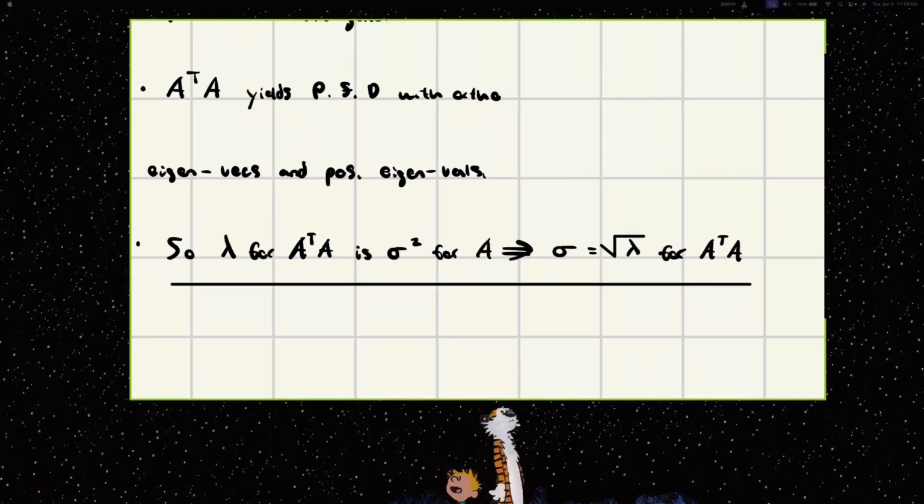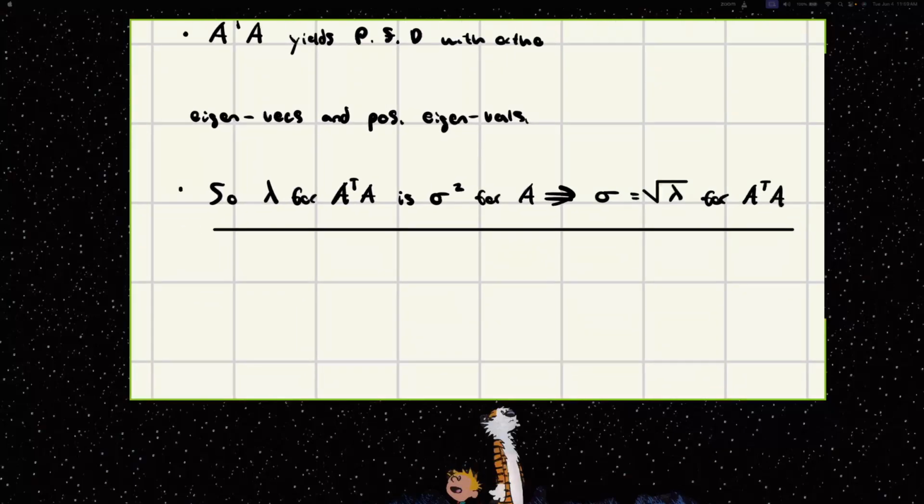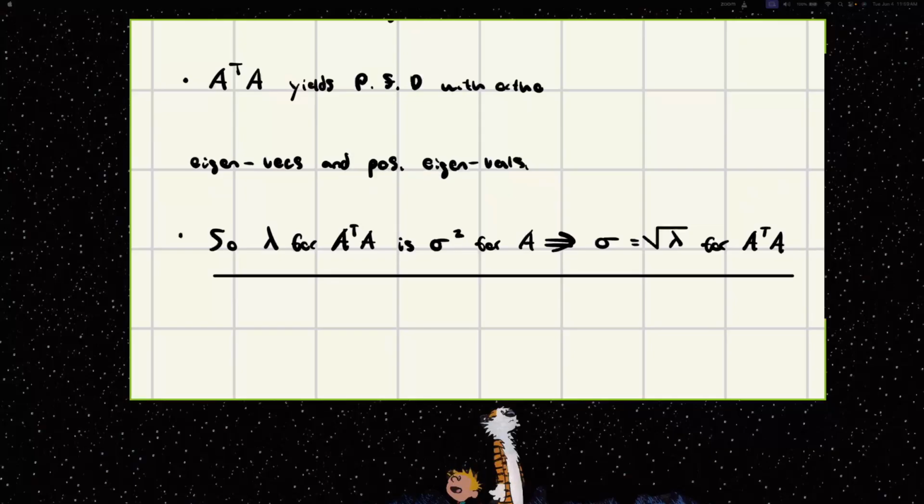Given a matrix A, the eigenvalues associated with A transpose A are in turn the square of the singular values for A. So once we know the eigenvalues for A transpose A, we can simply take the square root of those. So the singular values simply become the square root of the eigenvalues for A transpose A. Great. So this is what we actually need for our computation.